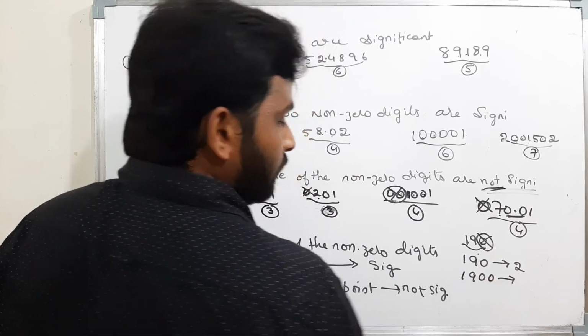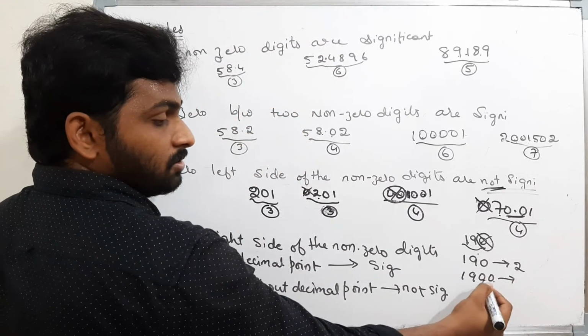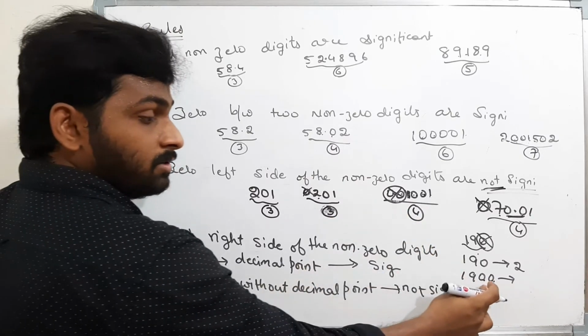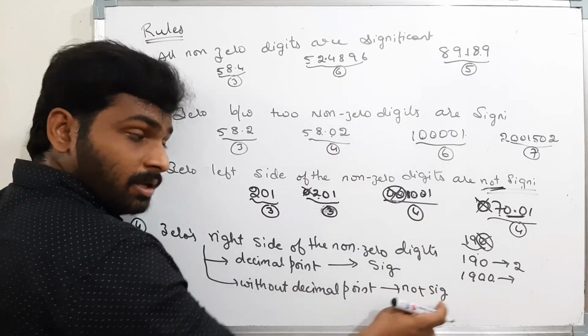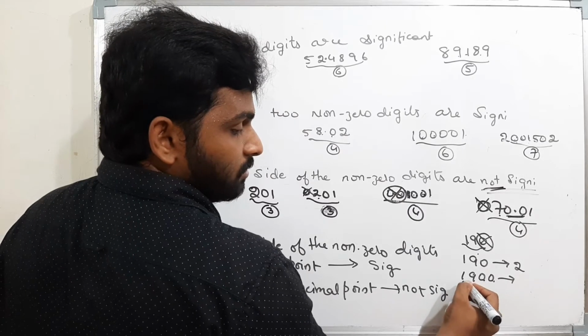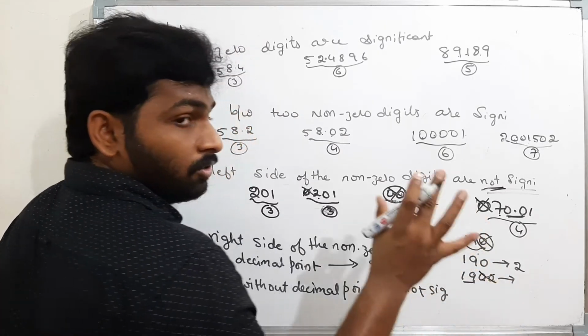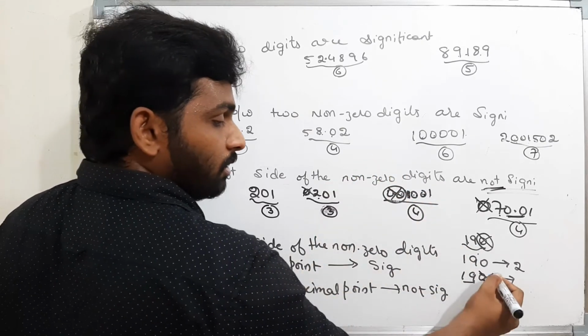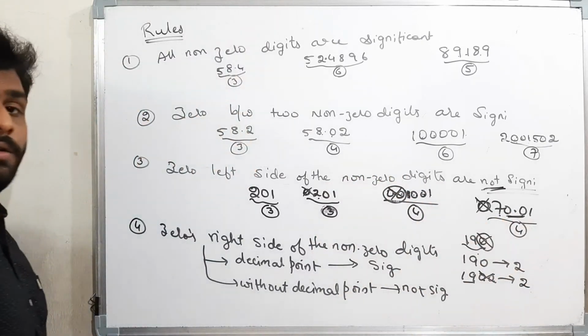1900. How many significant figures? Right side zeros. And there is no decimal point. If there is no decimal point, then right side zeros are not significant. Therefore, how many significant figures? 1, 2. These two zeros are not counted because they are on the right side and this number has no decimal point. Therefore, they are not counted. Therefore, significant figures are 2.